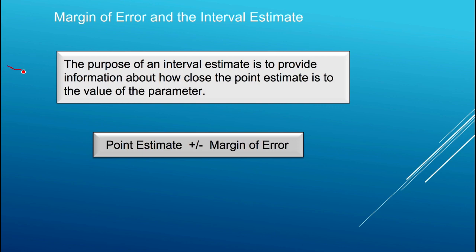The general formula that we use for coming up with an interval estimate for a point estimator is first to calculate the point estimate, and then we both add and subtract a margin of error.